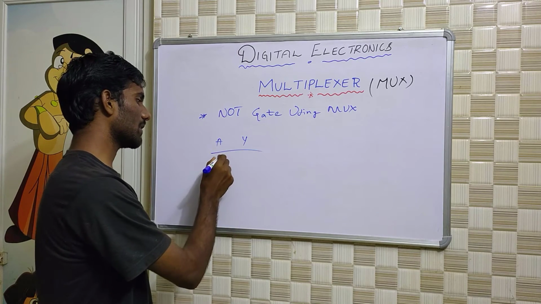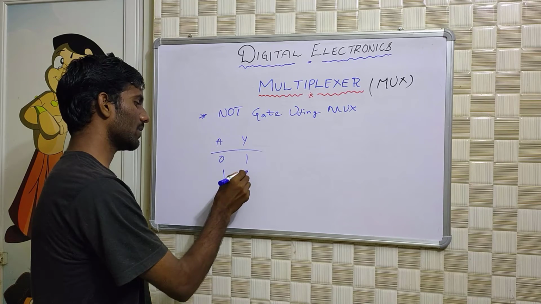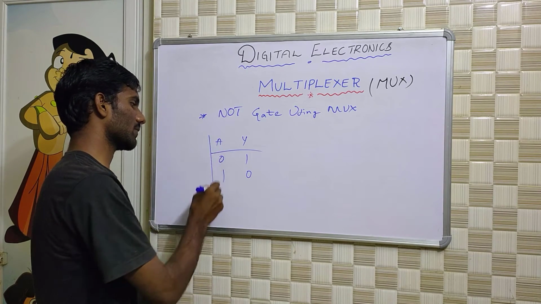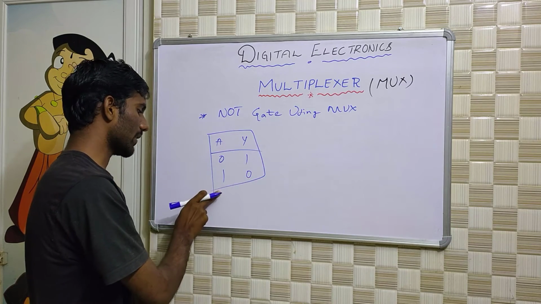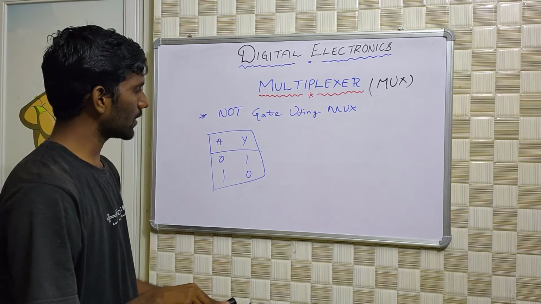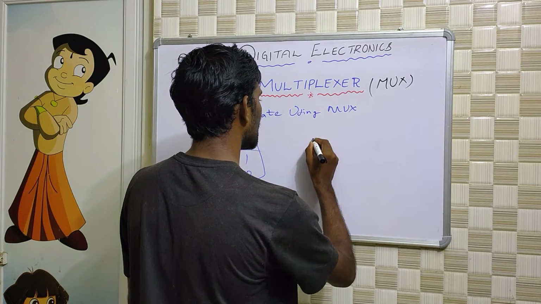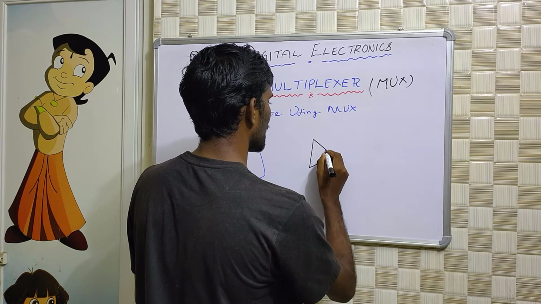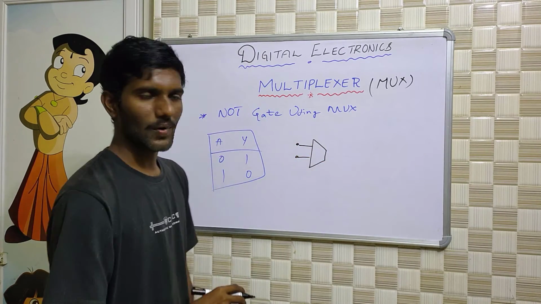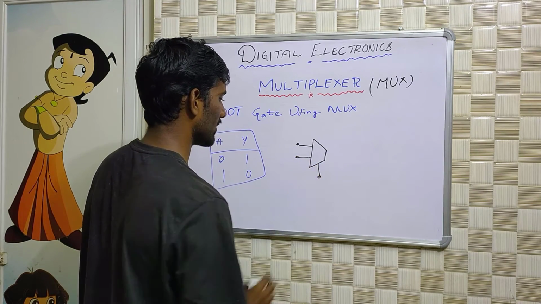It will just invert the input. So if A is 0, output should be 1. If A is 1, output should be 0. Because of that, the NOT gate is also called an inverter. So how can we implement the inverter by using a multiplexer? Here also we will take a 2 by 1 mux only, because we don't have any 1 by half mux. So we have only a 2 by 1 mux as the starting mux.